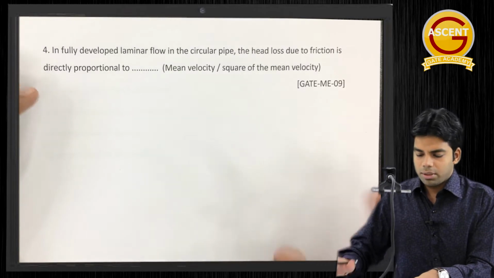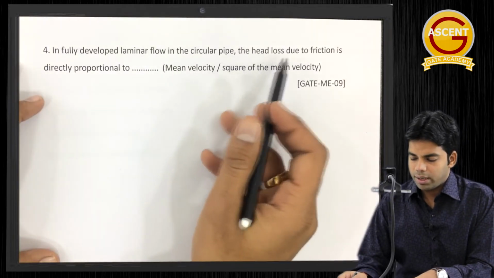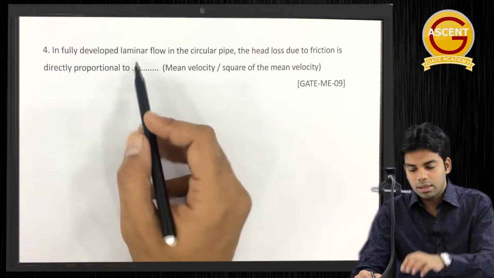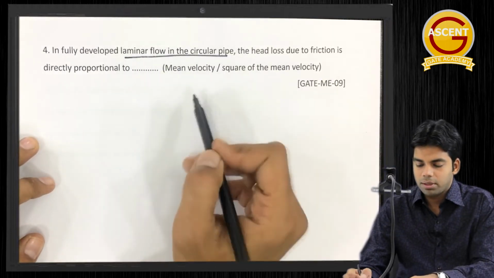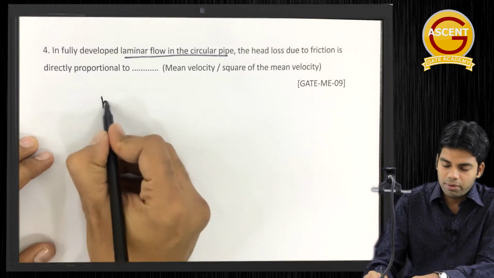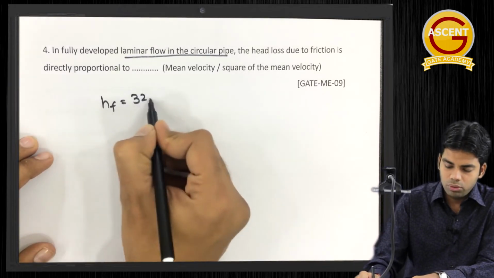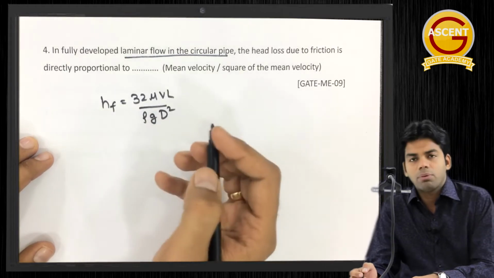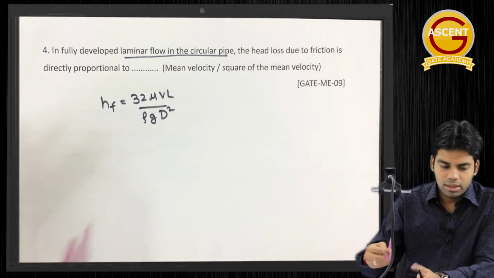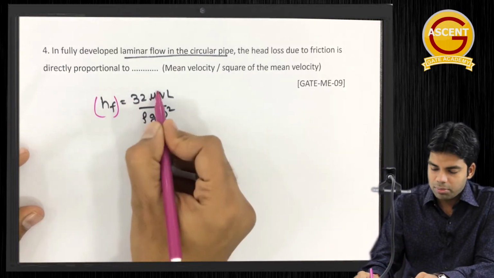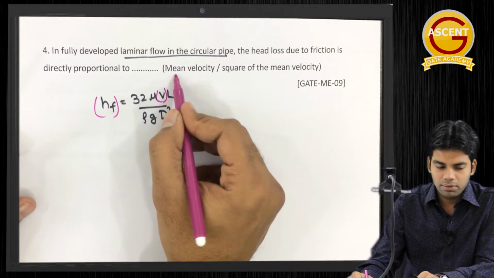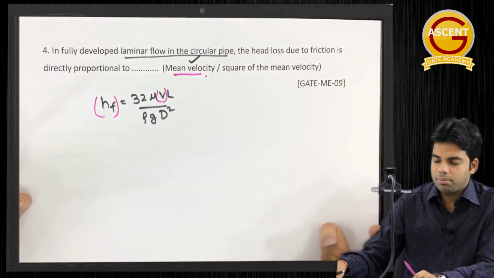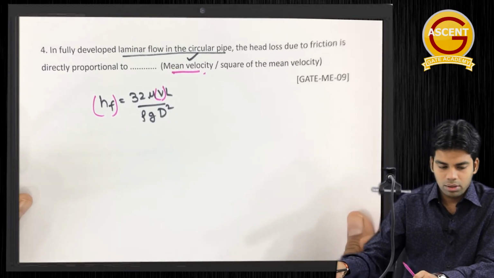In a fully developed laminar flow in a circular pipe, the head loss due to friction is directly proportional to. We have to calculate the head loss. So the head loss formula I have told you, HF is equal to 32 mu VL by rho g d square for a laminar flow. Here you can see that this HF is directly proportional to V, mean velocity. Answer should be mean velocity. Clear or not? Okay, next question.